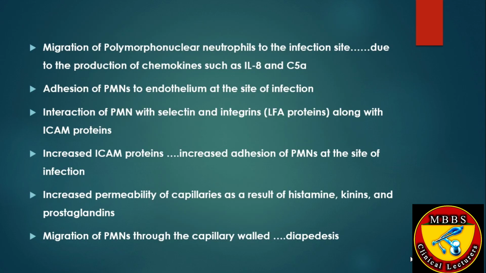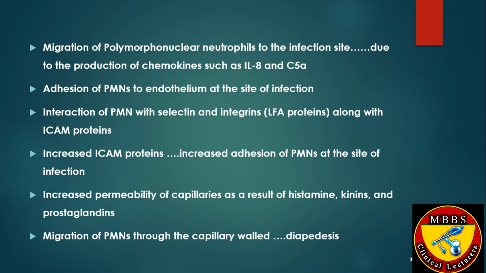So the first step to initiate the process of phagocytosis is the migration of polymorphonuclear neutrophils to the site of infection. You know that polymorphonuclear neutrophils are a very important part of the innate immune response, and it is said that about 60% of the circulating neutrophils are PMNs. This attraction or migration is due to the production of several chemokines like interleukin 8 and C5a, which is a part of the complement system.